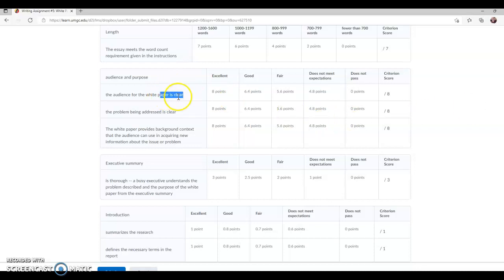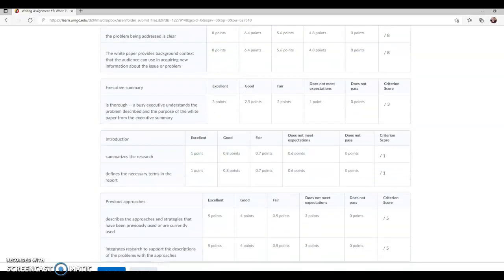Do I know who this is being written for? Do you have a clear problem? And the writing provides background. So audience and purpose, that's 24 points. That's actually quite a bit. Your executive summary, by the way, is only 3.